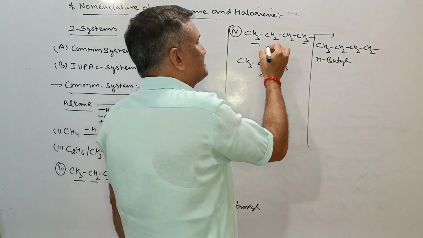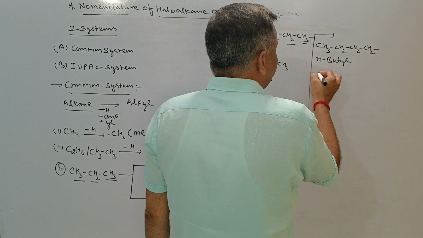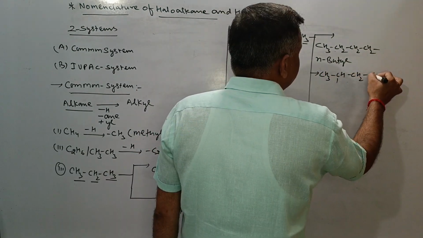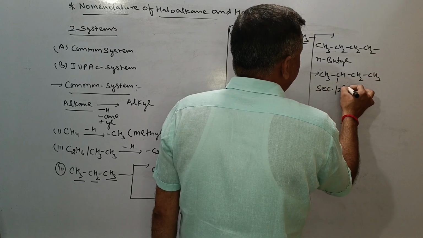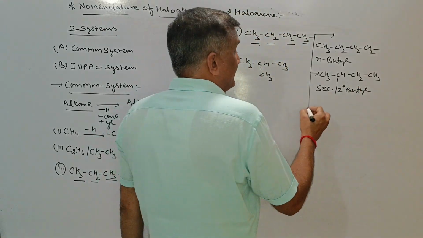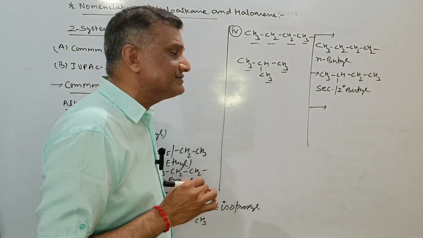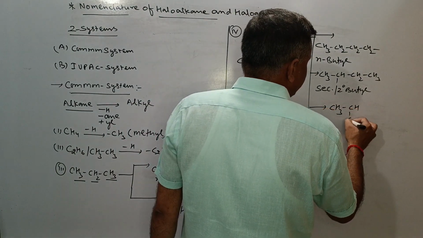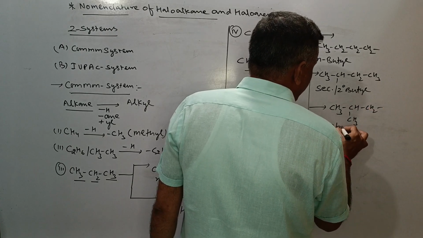If I eliminate the hydrogen from any number 2 position, either from the left side or the right side, then it will be CH3, CH, CH2 and CH3. It is called secondary or 2-degree butyl. Now I would like to go further. Then we can remove any hydrogen from these 3 positions. Then it will be CH3, CH, CH3 and CH2. This is called isobutyl.